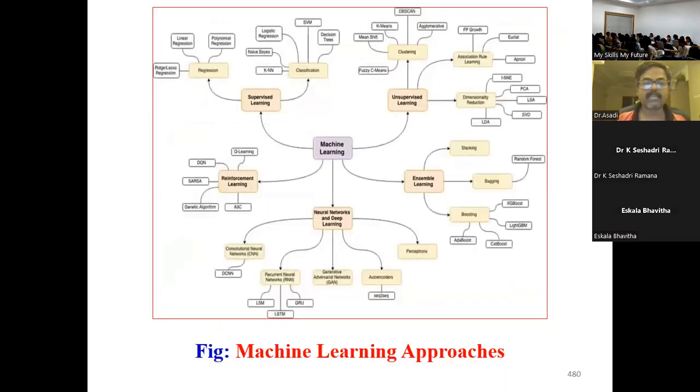So the machine learning approaches I have explained already: supervised learning, unsupervised learning, reinforcement learning, neural networks and deep learning, and ensemble learning. See, the remaining three I have explained already: supervised, unsupervised, reinforcement. Apart from these, ensemble learning uses stacking, bagging, and boosting. Then neural networks and deep learning use convolutional neural network, CNN, recurrent neural network, RNN, generative adversarial network, that is called GAN, which we use especially for face recognition applications. Then autoencoders and Perceptron. These are the neural network and deep learning models.